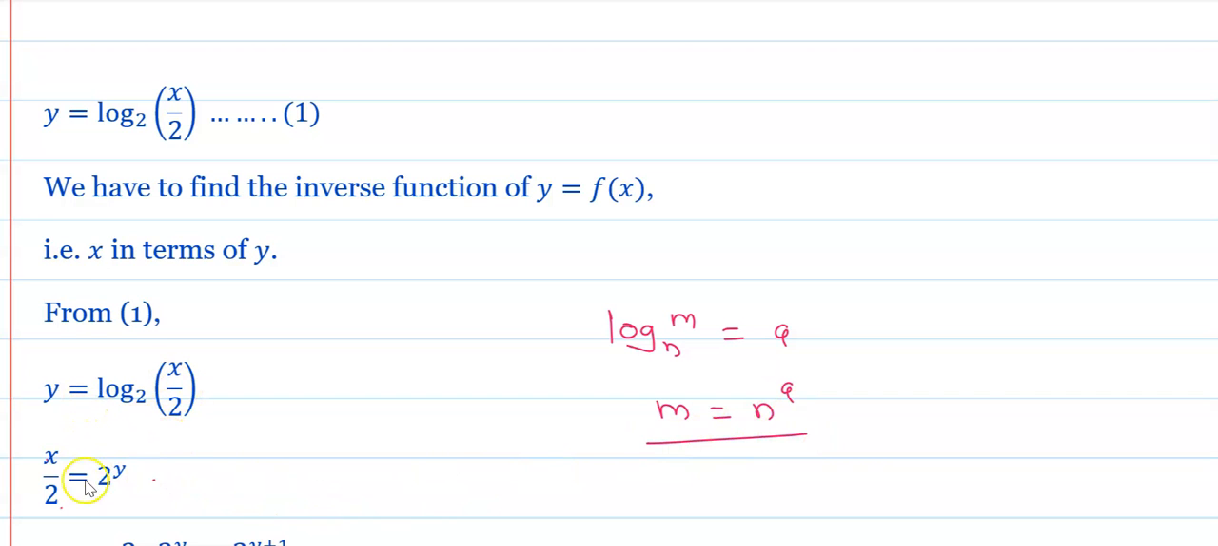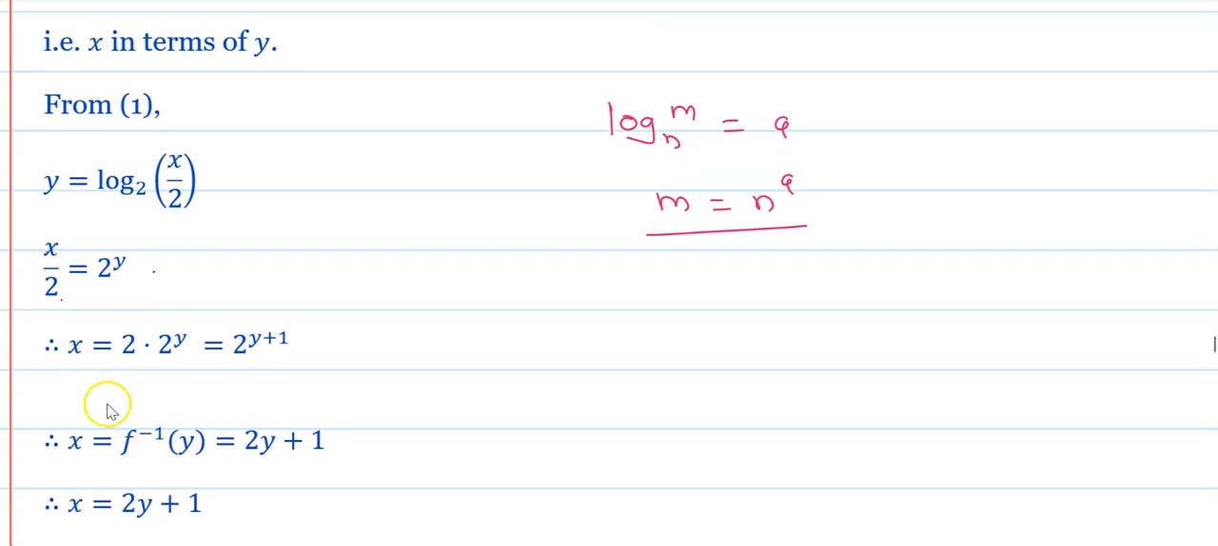Therefore, x upon 2 is equal to 2 raised to y. The 2 that is divided here gets multiplied across, so x is equal to 2 into 2 raised to y. This is 2 raised to 1, so it becomes 2 raised to y plus 1. Therefore, you will get x is equal to 2 raised to y plus 1. Okay. Now differentiate this with respect to y.